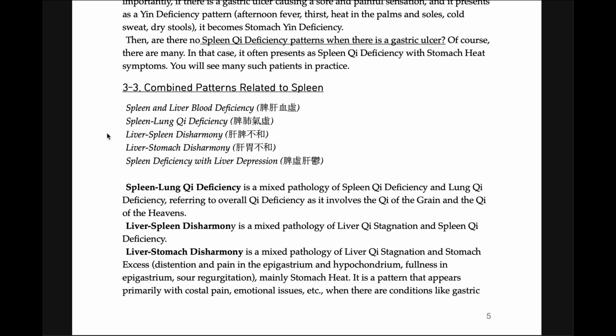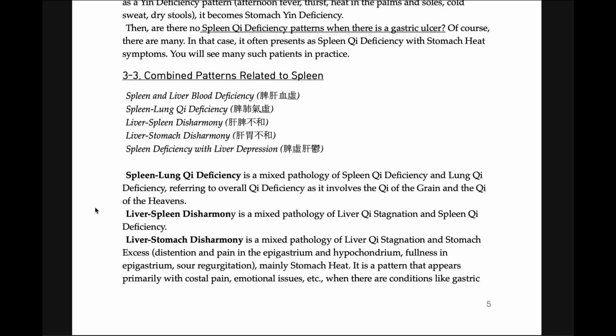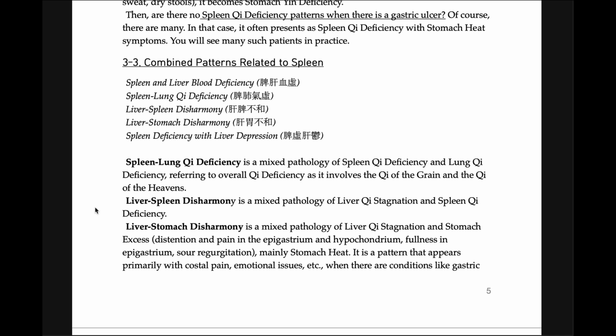Combined patterns related to spleen: spleen and liver blood deficiency, spleen lung qi deficiency, liver spleen disharmony, liver stomach disharmony. Spleen lung qi deficiency is a mixed pathology of spleen qi deficiency and lung qi deficiency, referring to overall qi deficiency as it involves the qi of the grain and the qi of the heavens. Liver spleen disharmony is a mixed pathology of liver qi stagnation and spleen qi deficiency.